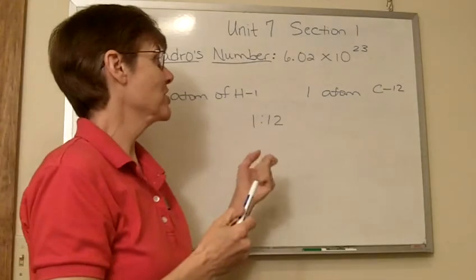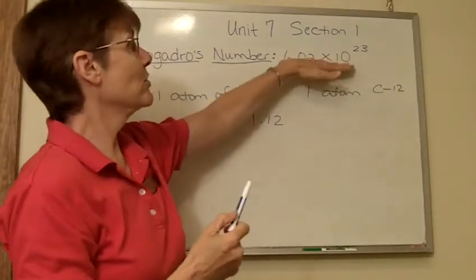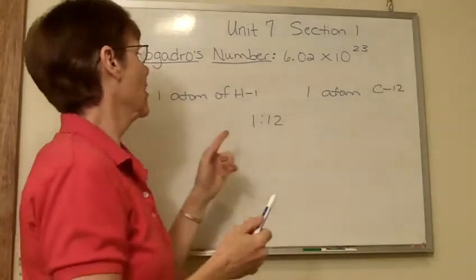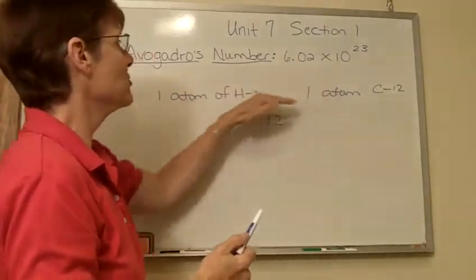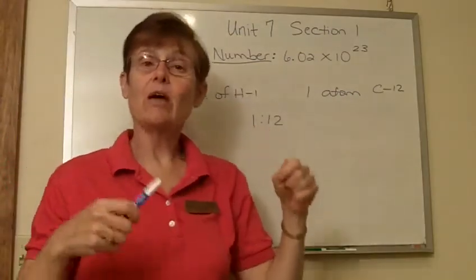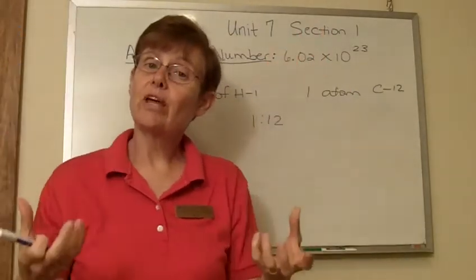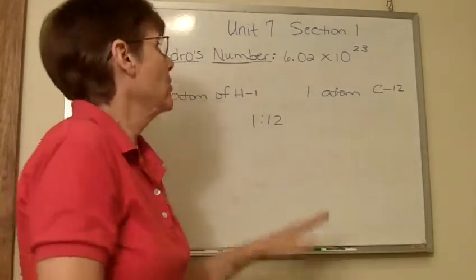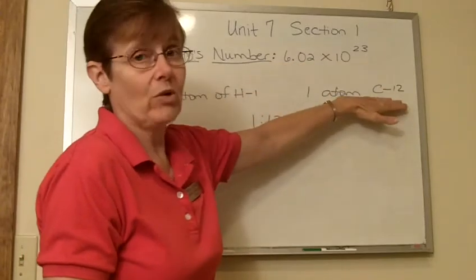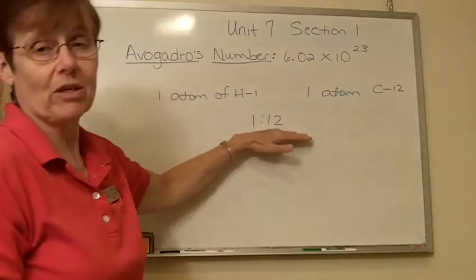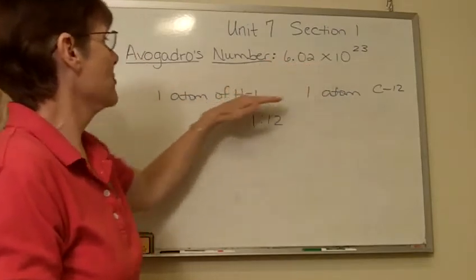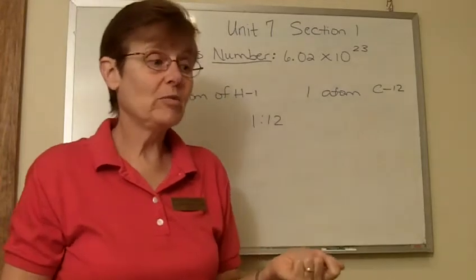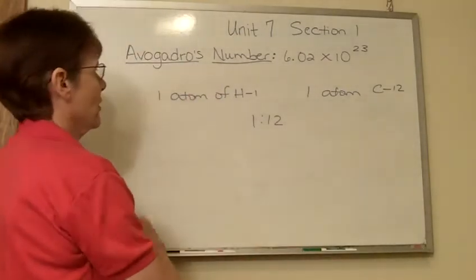Well, we've already established that for carbon, this number of atoms gives 12 grams. Therefore, for hydrogen, this number of atoms must be 1 gram, right? Because now we're using a different unit. We're using grams instead of AMUs, but the ratio has to be the same. So if this number of atoms of carbon weighs 12 grams, and we know the ratio is always going to be 1 to 12, this number of atoms of hydrogen has to weigh 1 gram. Now we can substitute any element on the periodic table. Let's say that we want to do nitrogen.